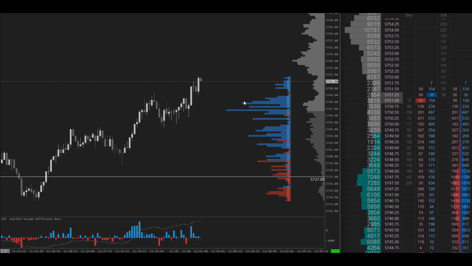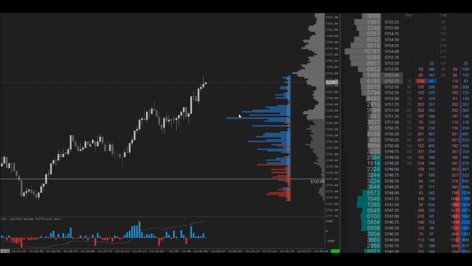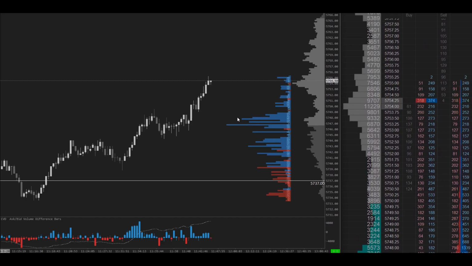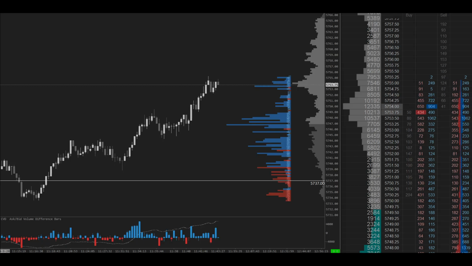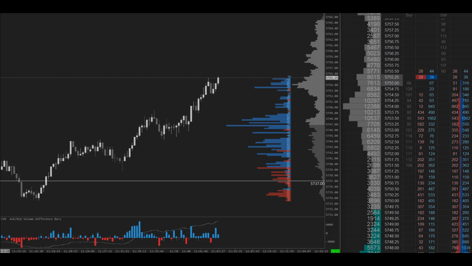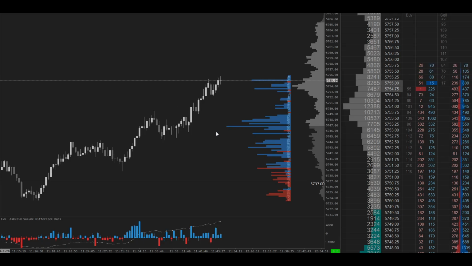And this eventually led to a new RTH high, a little bit shy of the ETH high of day, but it set an RTH high, so it ended up unwinding pretty good, a pretty solid move. So yeah, that's pretty much all I wanted to show on that, guys.